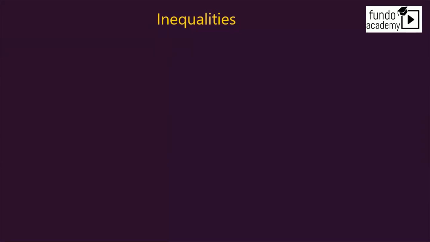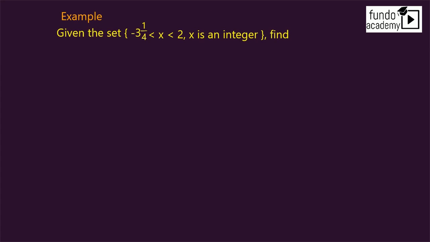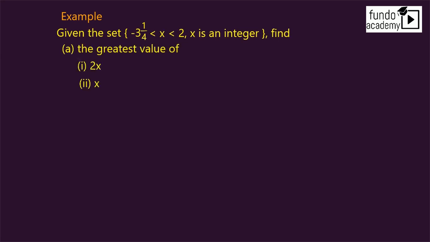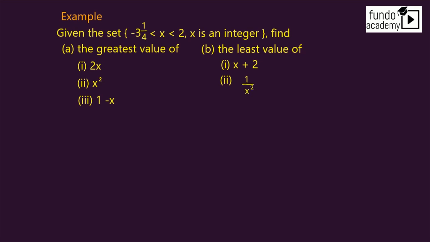In this video we want to learn how we can find the greatest and least values in a given inequality. So let's look at this example. We're given the set of values of x from -3¼ to 2, where x is an integer, and we want to find in A the greatest value of those terms in x, and in B the least value of those terms in x. Okay, so let's go on to the solution.